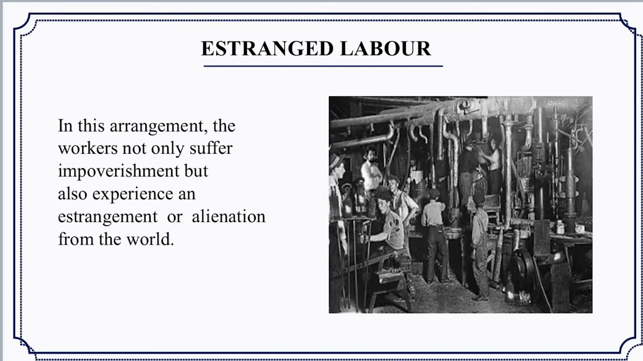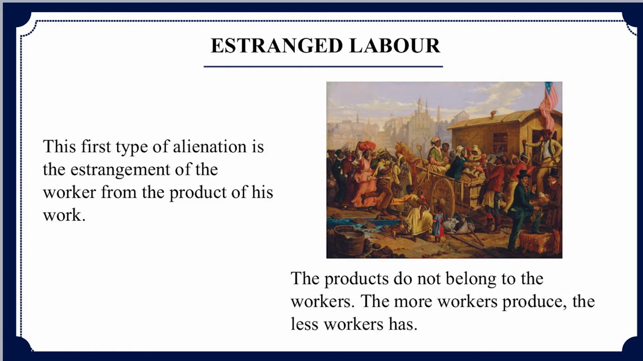There are four types of alienation, and the first type of alienation is the estrangement of the worker from the product of his work. The products do not belong to the workers. The more workers produce, the less workers have. According to the economic laws, the estrangement of the worker in his object is expressed thus: the more the worker produces, the less he has to consume.